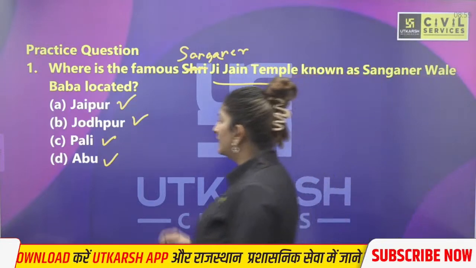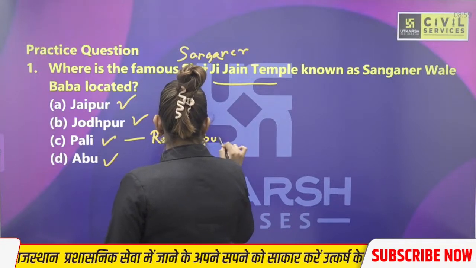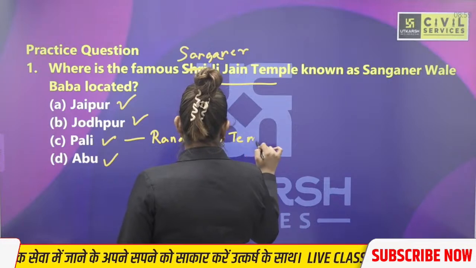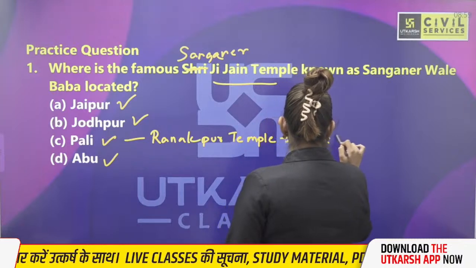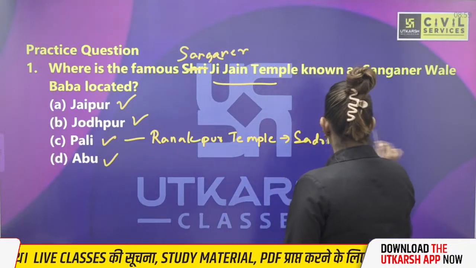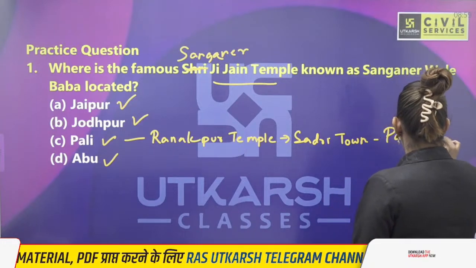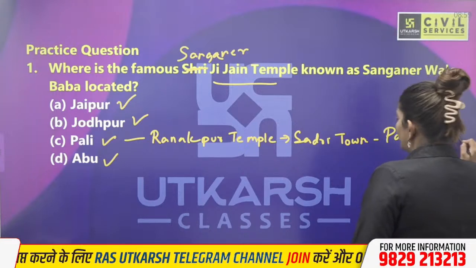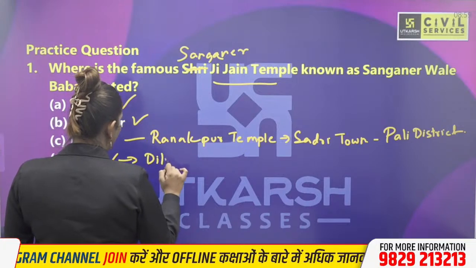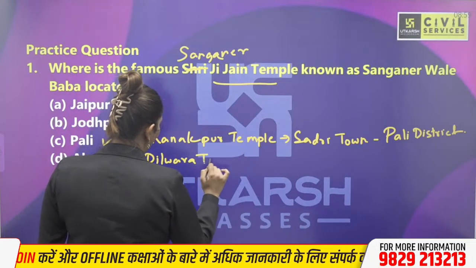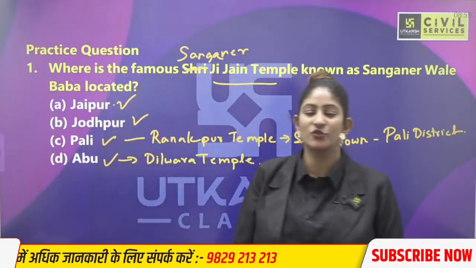So Jaipur, Jodhpur, Pali and Abu. In Pali we have Ranakpur temple, which is near the Sadri town of Pali district in Rajasthan. Then in Mount Abu we have the Delwara temple. Now you have to tell me from Jodhpur and Jaipur.